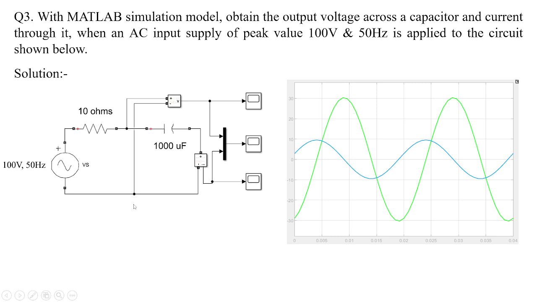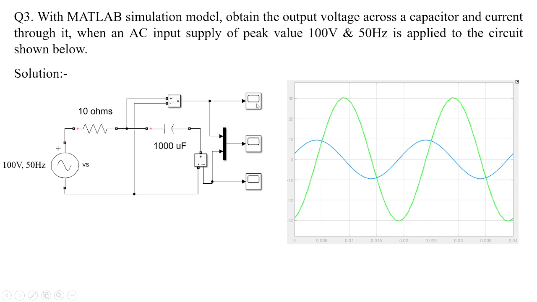In another circuit, an input supply of 100 volts peak value is applied to a combination of resistance in series with a capacitor. The capacitor value is 1000 uF, indicating microfarad value. In all these cases, voltages are measured across the elements, whereas current is measured through the element. That is why the voltage source is taken in parallel with this capacitor, whereas current is taken through the capacitor.